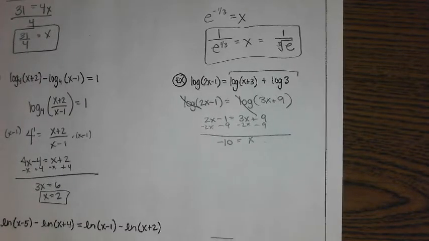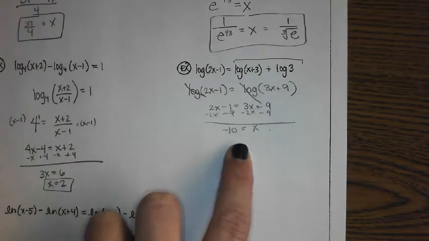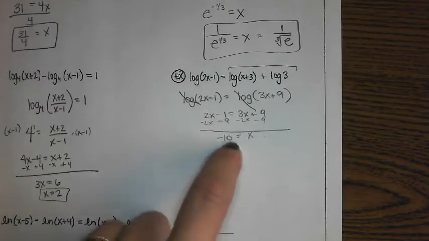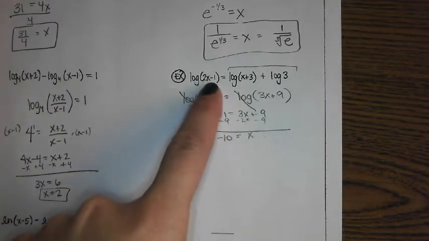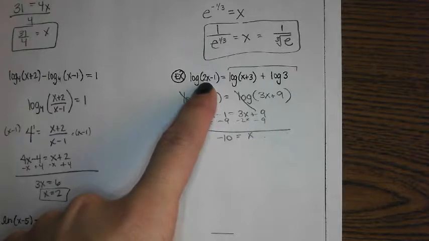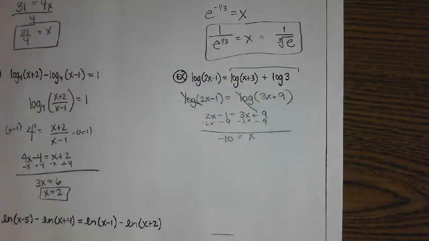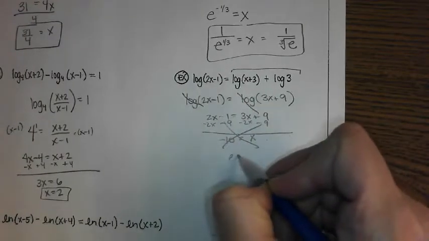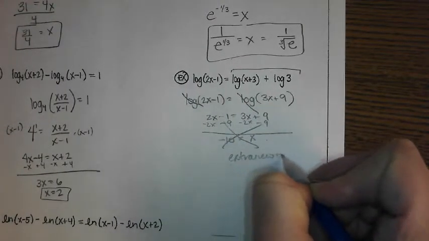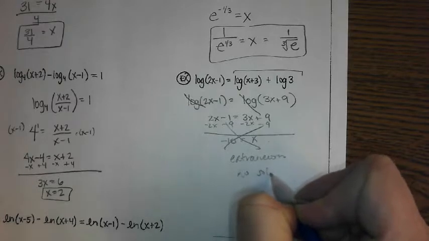So this is a problem. Not because the answer is negative. X can be a negative number. It's when you plug back in that negative number that you get, you're trying to take the log of a negative 21, or you're trying to take the log of a negative 7, and so that won't check, and that's extraneous, and there are no solutions.